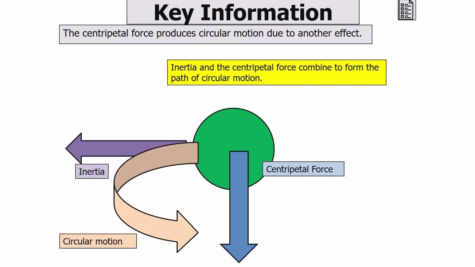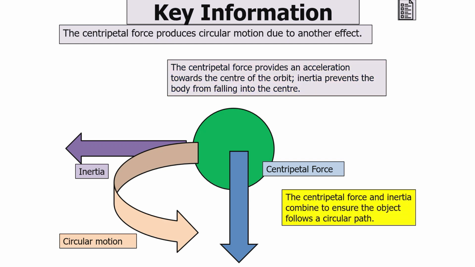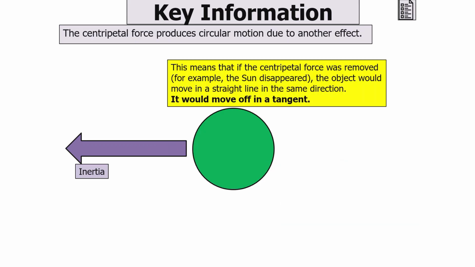So the effects of inertia and the centripetal force combine to form the path of circular motion. We can say that the centripetal force provides an acceleration towards the centre of the orbit, whilst inertia prevents the body from falling into the centre. So the centripetal force and inertia combine to ensure that the object follows a circular path. This means that if the centripetal force was removed, for example the Sun disappeared, the object would move in a straight line in the same direction. It would move off in a tangent.